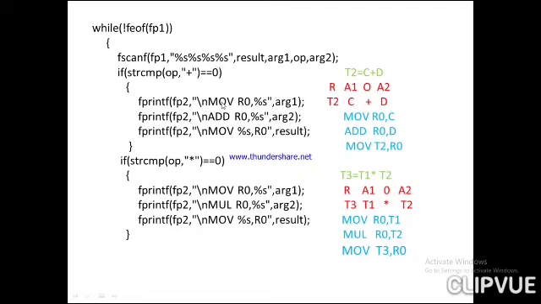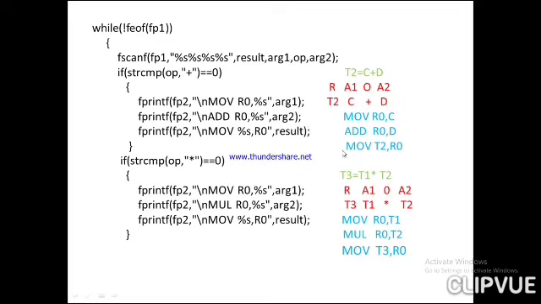So what I am doing here: move R0, that is initially R0 will come, then comma, percentage s, which is nothing but argument 1. What is argument 1 in this particular example? If it is T2 = C + D, the result is stored in T2, argument 1 is C, argument 2 is D, and the operator is plus. Therefore argument 1 is C, so I am printing that. Then fprintf of add, R0, then comma, percentage s, which is nothing but argument 2. What is argument 2? D. So that will be printed.